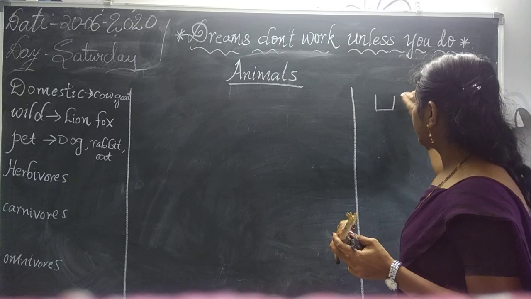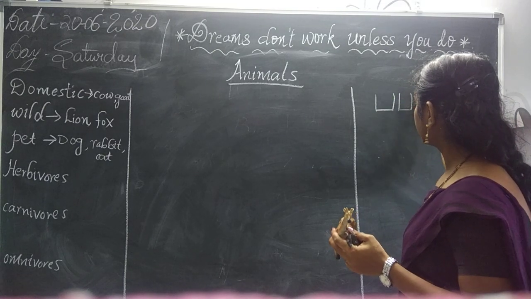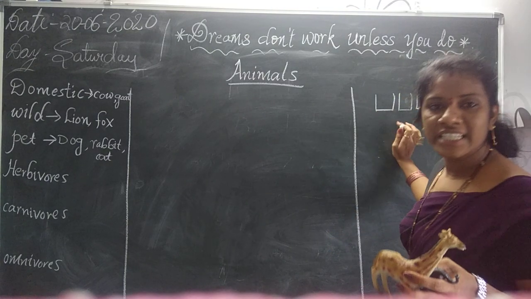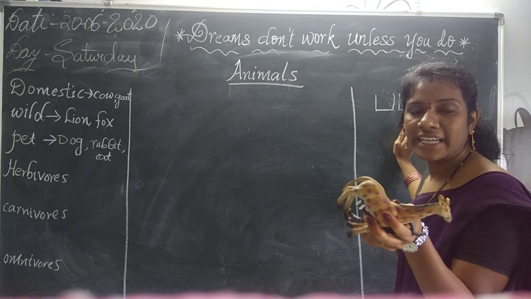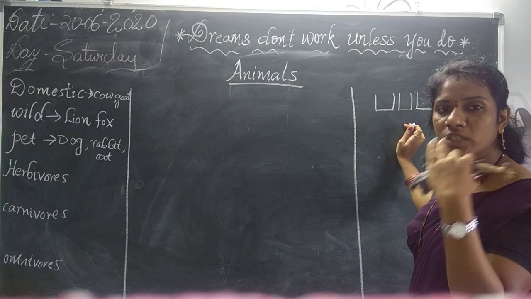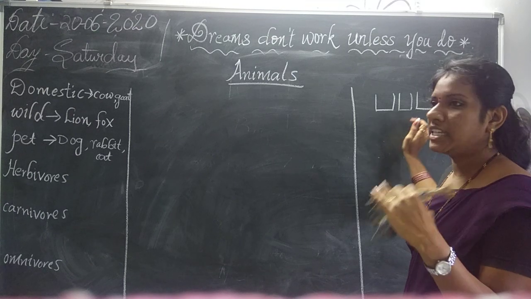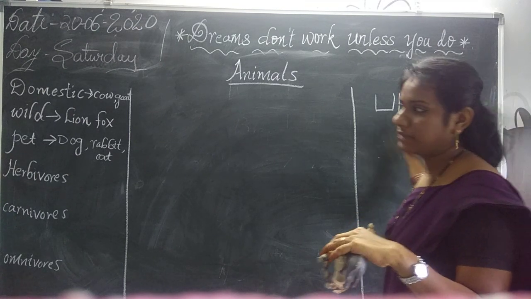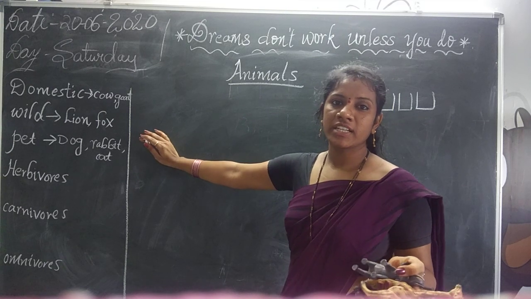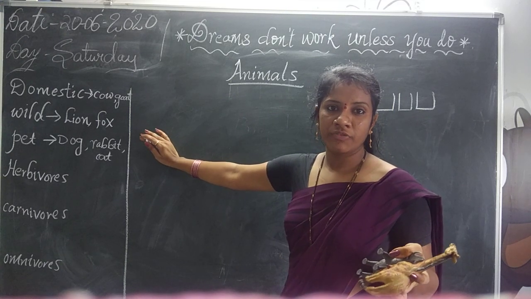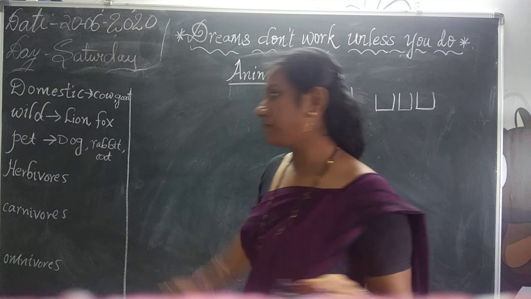See, the teeth are like this. These types of teeth the herbivores have. So the herbivores eat only plants and they can chew the plants. They have these white teeth. What are the herbivores? Only plant eating animals. What is the lion, giraffe, and bear?